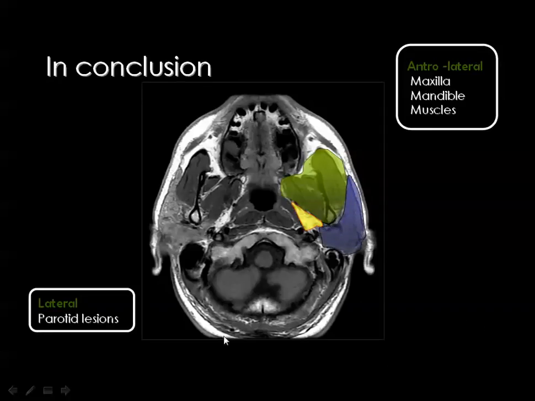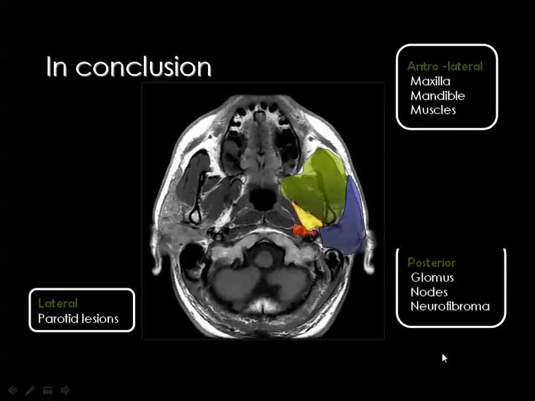If the lesion is from the lateral aspect or posterolateral aspect of the parapharyngeal fat, consider the deep lobe of the parotid gland with benign and malignant lesion. If the lesion is posterior to the fat, displacing the fat anteriorly, consider the three common lesions here, which are the glomus tumors, lymphadenopathy, and the neurofibroma.